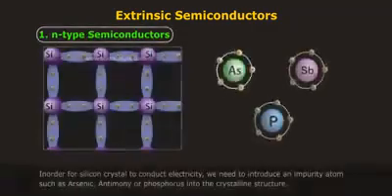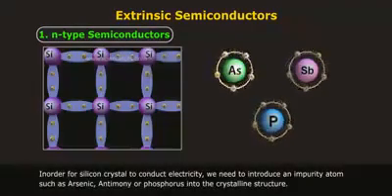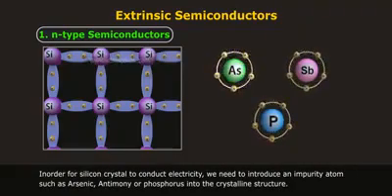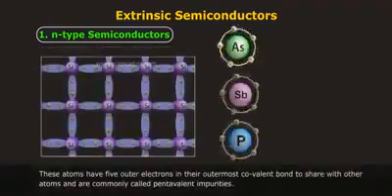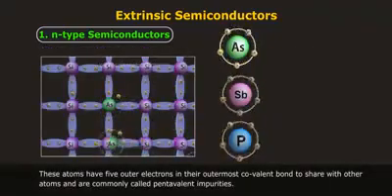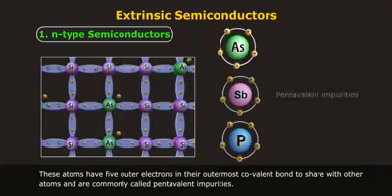N-type semiconductors. In order for a silicon crystal to conduct electricity, we need to introduce an impurity atom such as arsenic, antimony, or phosphorus into the crystalline structure. These atoms have 5 outer electrons in their outermost covalent bond to share with other atoms and are commonly called pentavalent impurities.